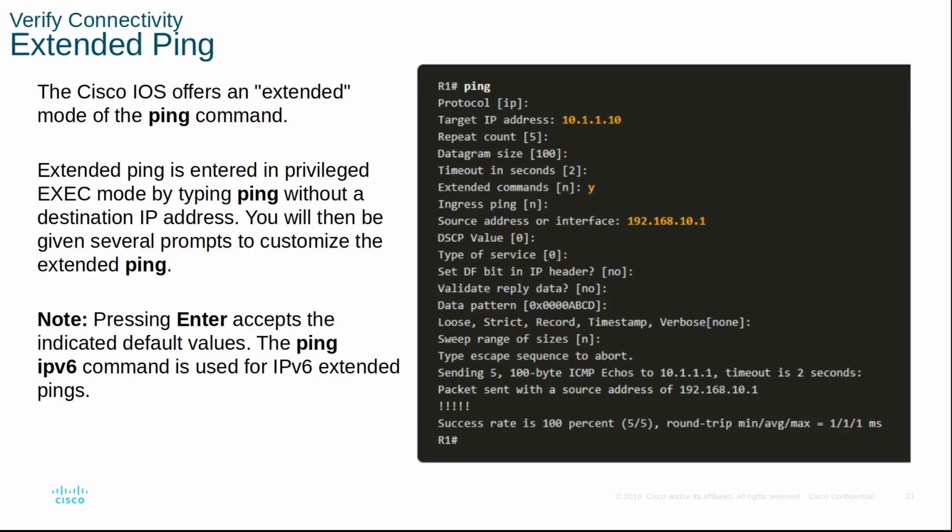Within IOS, you can also use an extended ping. This works in privileged exec mode, and then you just type ping without an IP address, and you get an extended ping. And you can customize some of the elements before you send it. It's a useful thing, and if you want to do an IPv6 extended ping, you just type ping ipv6, and you'll get that.